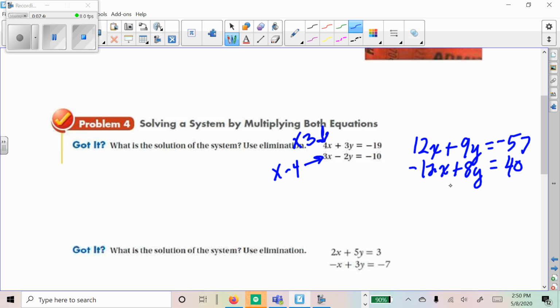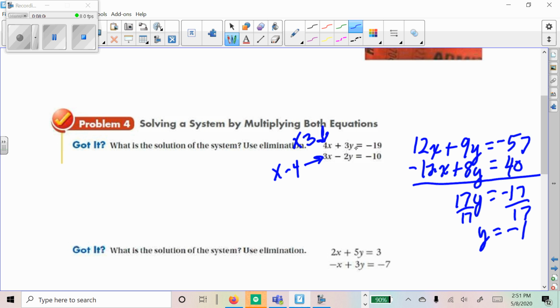Okay, now if I add these together, the x's are eliminated. So I get 17y equals negative 17. Dividing by 17 gives me y equals negative 1. Okay, now I know that y is negative 1.